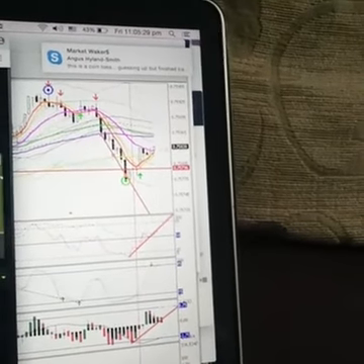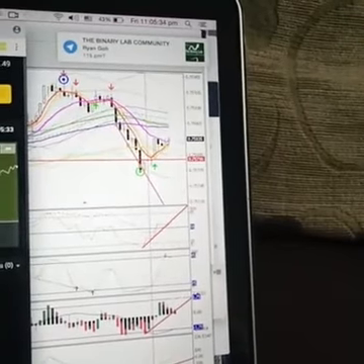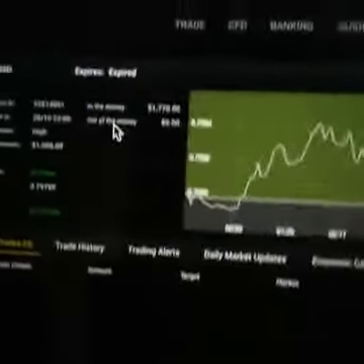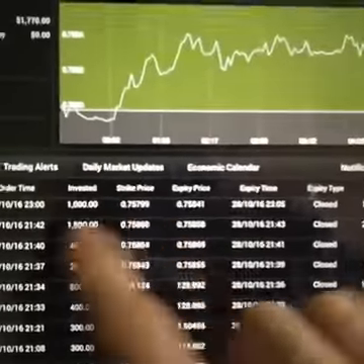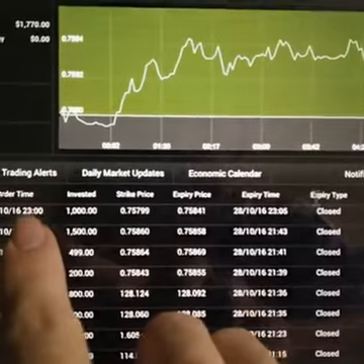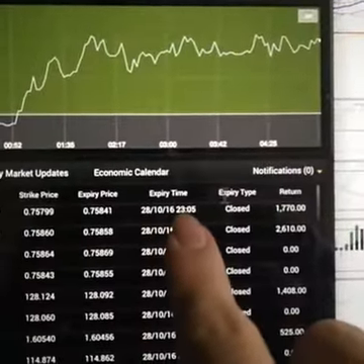Has it finished yet? I think it's finished, right? Is it finished? Yeah, it's finished. So as you can see, here is a trade. It's been taken at 2300, and 45 seconds ago, this trade finished in the money.